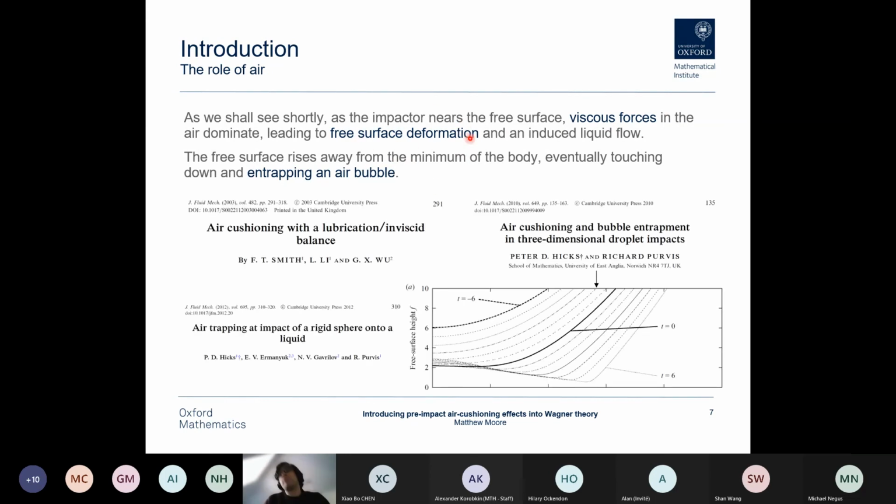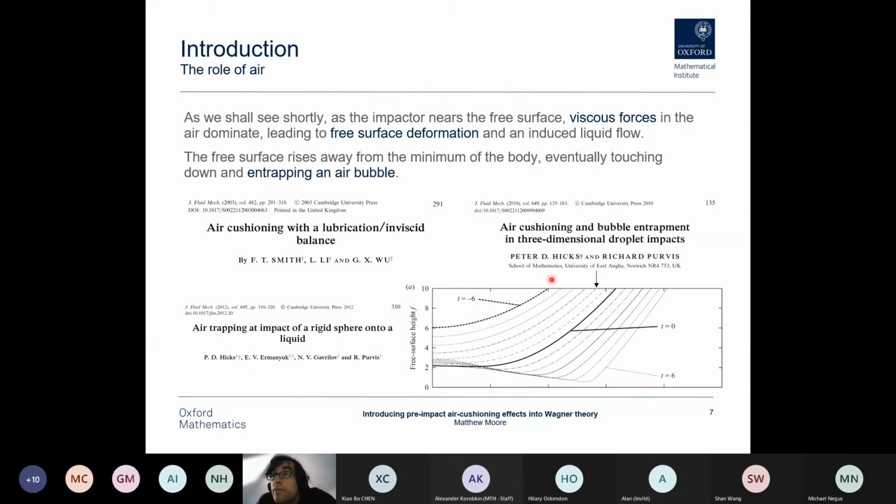A number of different researchers have thought about this over the years, including people who are here today, such as Peter Hicks and Richard Purvis, Frank Smith and co-workers. What they've been looking at is this interaction dynamics. And this is a little picture from this paper here, looking at three-dimensional droplet impacts.